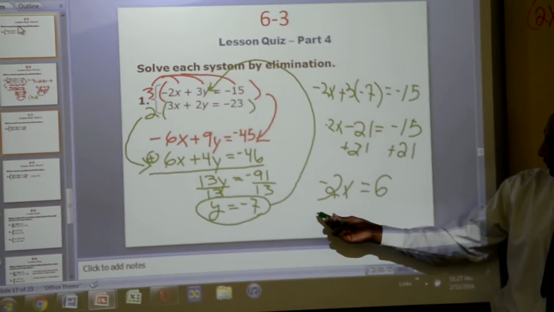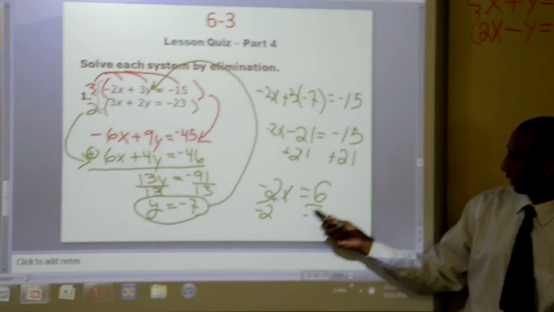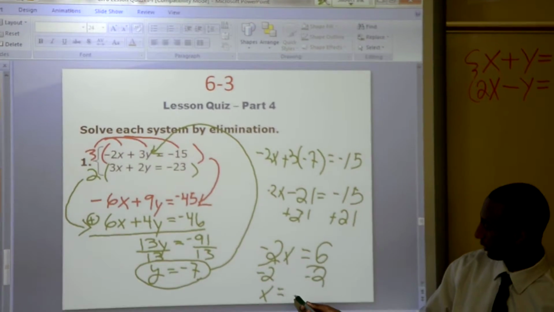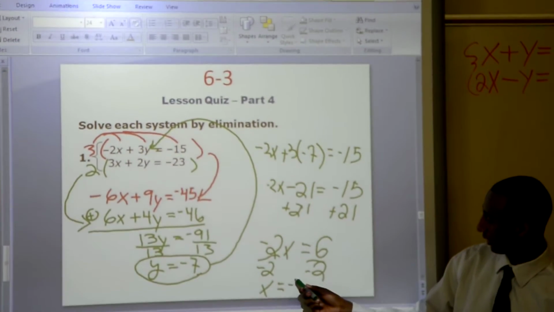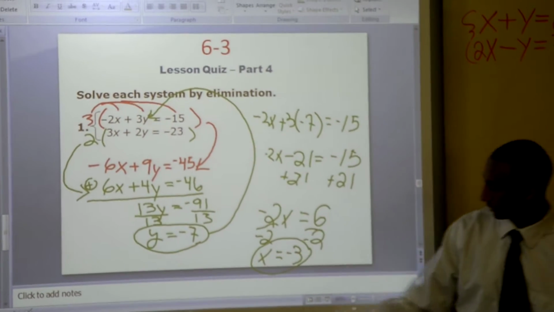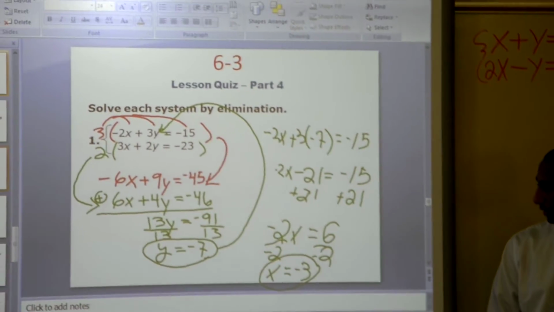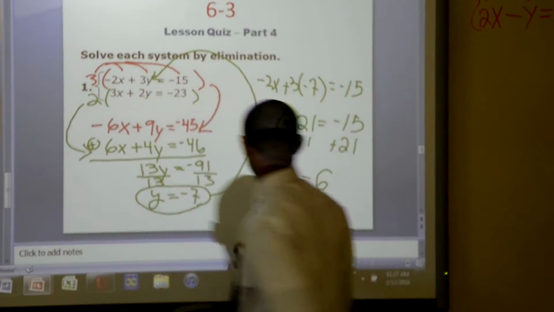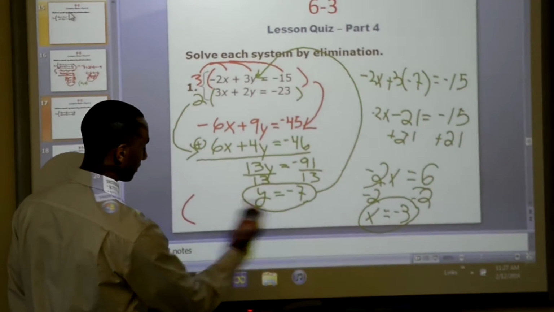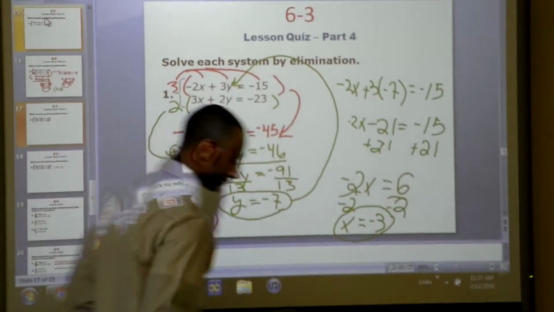Then to get x by itself, we divide by negative 2. Then we get our x being equal to negative 3, right? Because 6 divided by negative 2 is a negative 3. So our ordered pair is, our x is negative 3 and our y is negative 7, right?